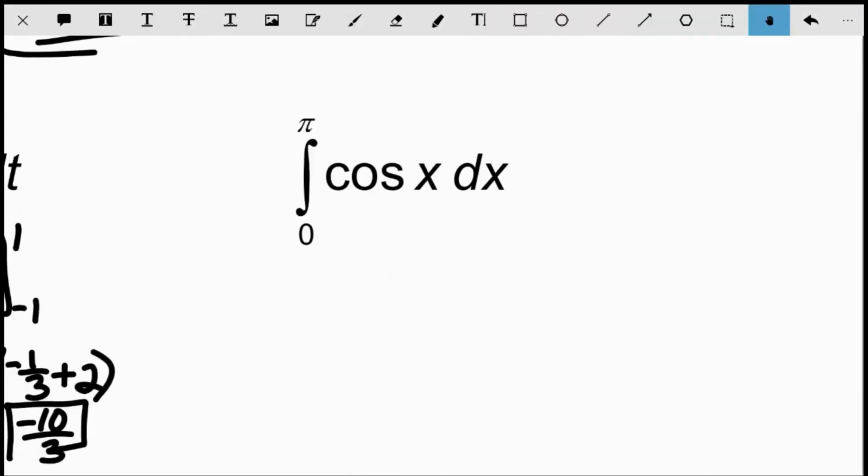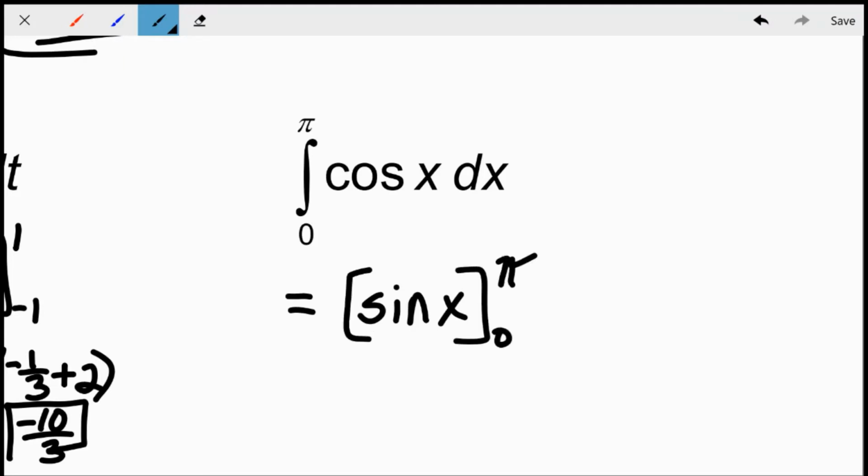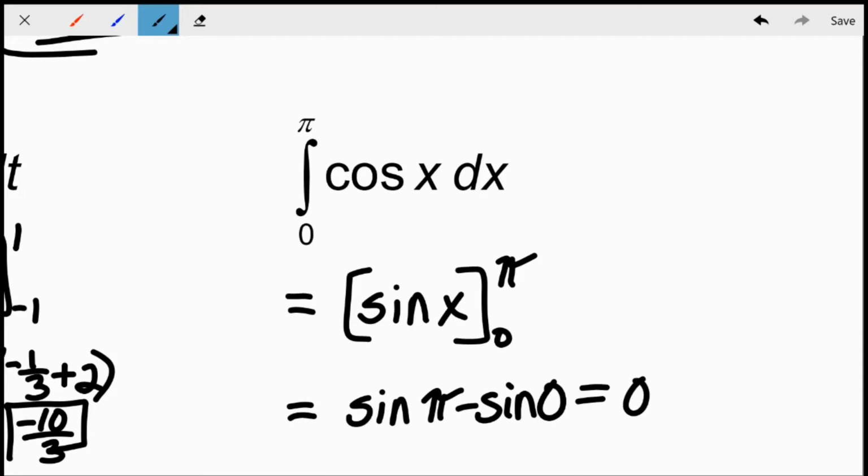And on the last one, we have a cosine function. So again, same idea. When we're solving this out, antiderivative of cosine is sine. I'm going to evaluate that from 0 to pi. And now it's just sine of pi minus sine of 0. Well, sine of pi is 0, sine of 0 is 0. I'm going to get 0.